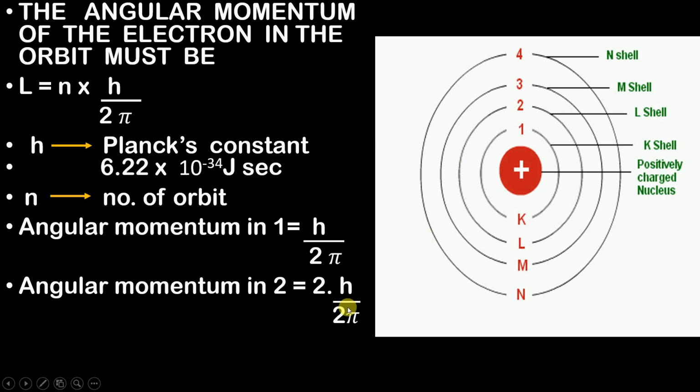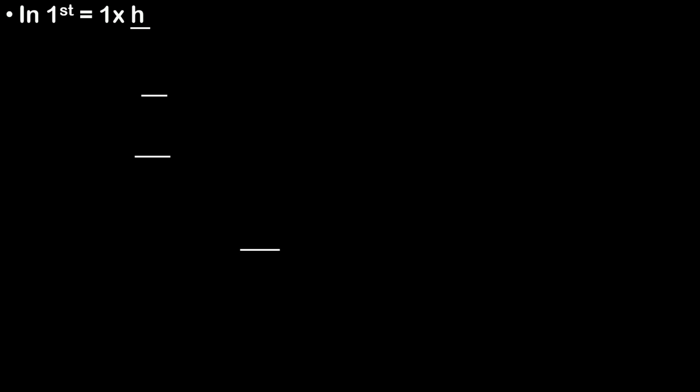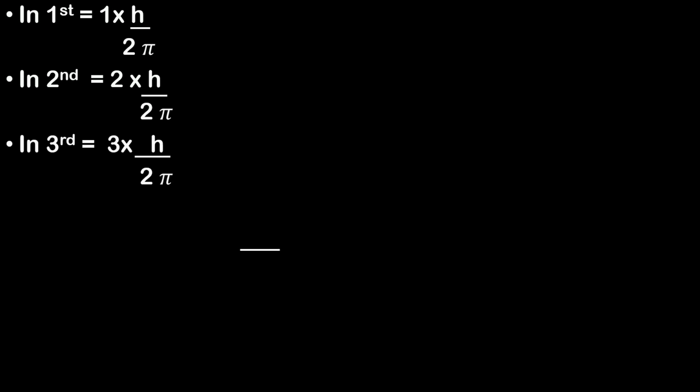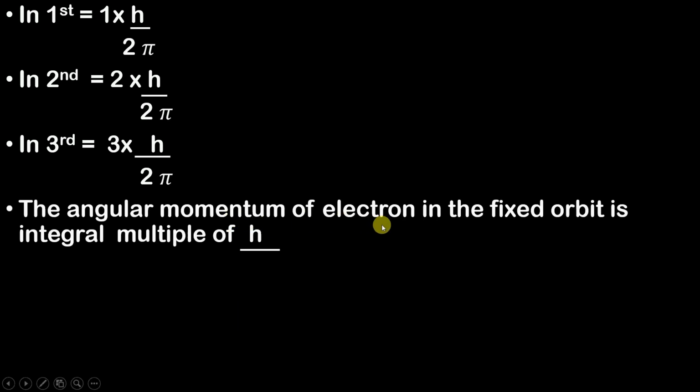Moving ahead, as we have seen, the angular momentum of the electron in the first orbit is 1 into h upon 2π, in the second orbit it is 2 into h upon 2π, and in the third orbit it is 3 into h upon 2π. So what I have observed here, and you should also observe, is that the angular momentum of the electron in a fixed orbit is an integral multiple of h upon 2π.